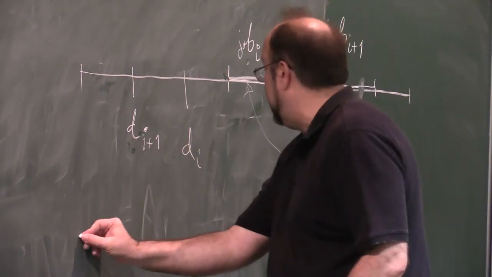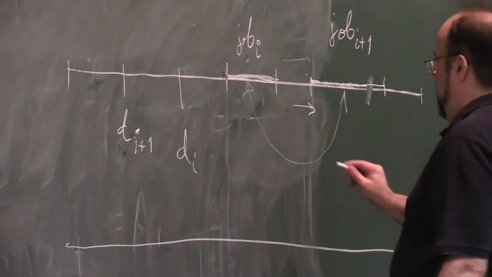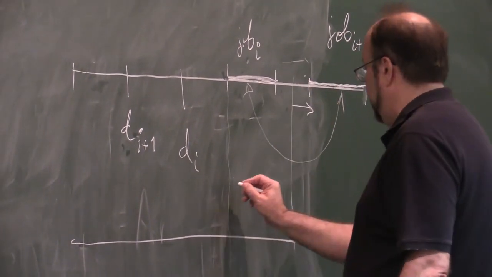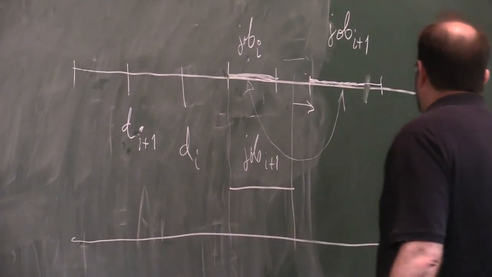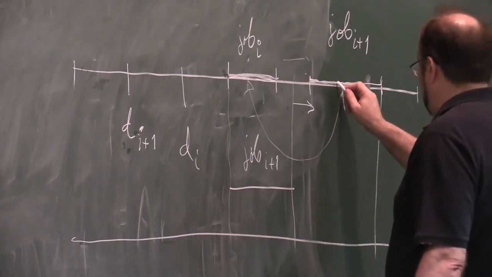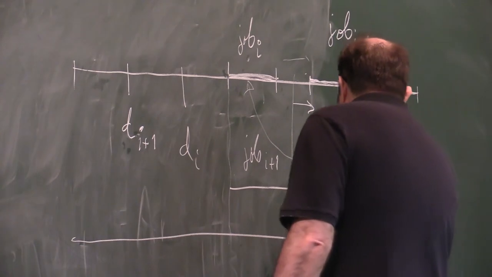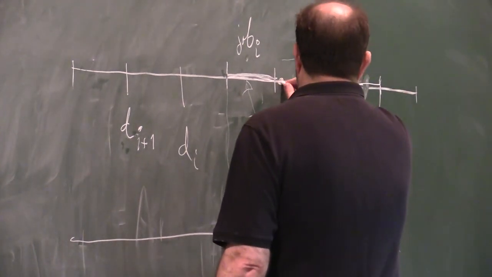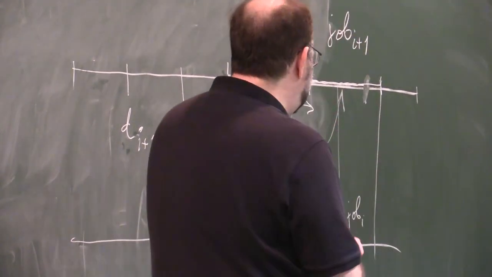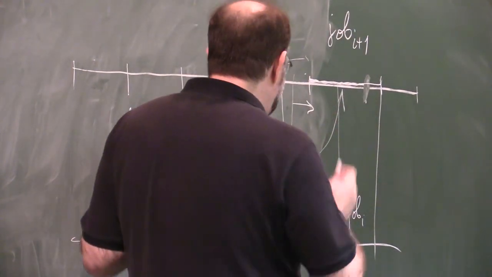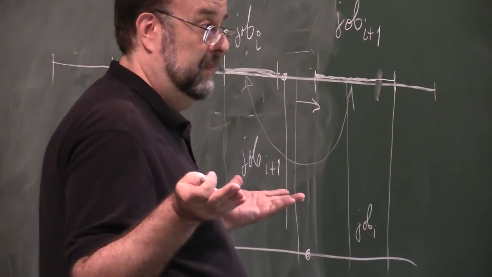Then we will have something like this. Here we will have job I plus 1, and then here we will have job I. Now notice all these activities: say if something started here, now it will be starting somewhere here, right? So it might increase its lateness, and who knows, maybe I will mess it up.